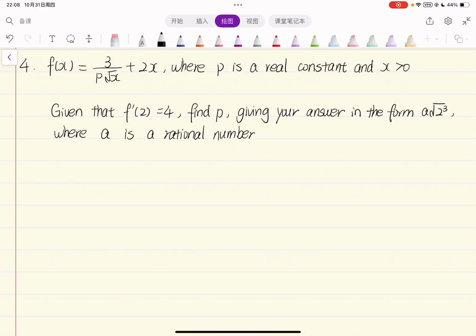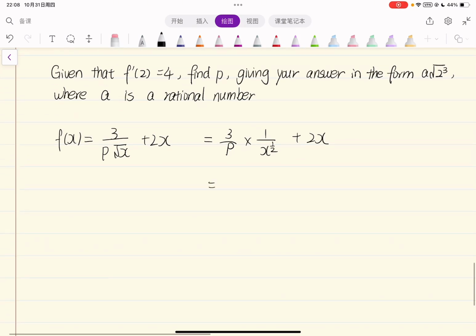So at first, we can rewrite the function f(x). We have f(x) equals 3 over p times square root of x plus 2x. That equals 3 over p times 1 over x to the power of half plus 2x, which equals 3 over p times x to the negative half plus 2x.